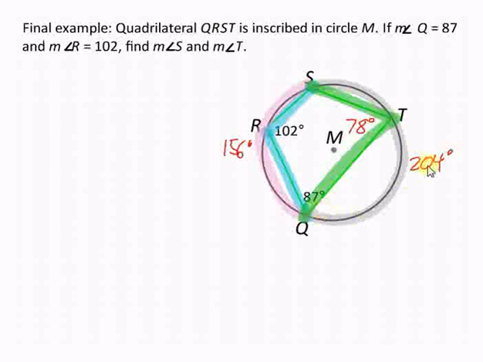It's 204 degrees. And if this is 204 degrees, then this other arc has to be 360 minus 204, which is 156 degrees. So if arc QS is 156 degrees, the measure of angle T over here, which is an inscribed angle that intercepts it, has to be half that, which is 78. Similarly, since angle Q is 87, arc RT is twice that, 174, which means major arc RQT is 186, angle S is half that, which is 93. So what you should notice here is that opposite angles in an inscribed quadrilateral are supplementary.